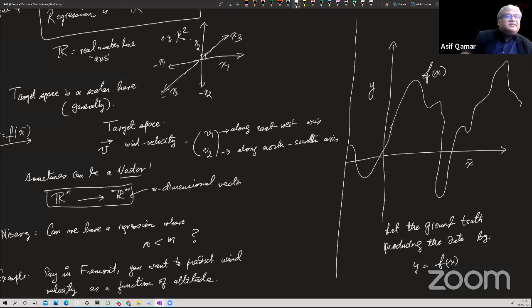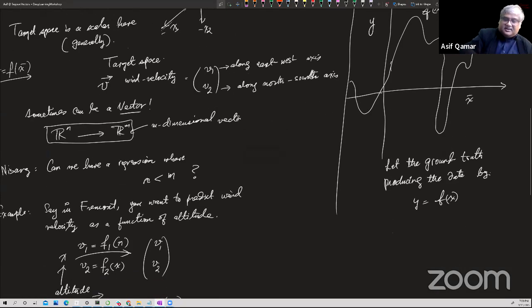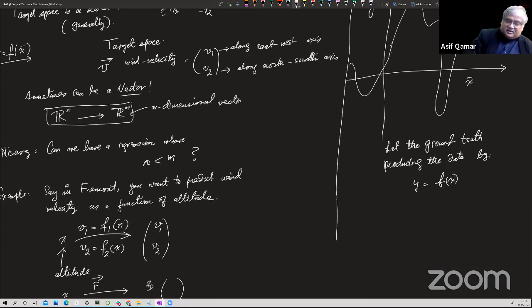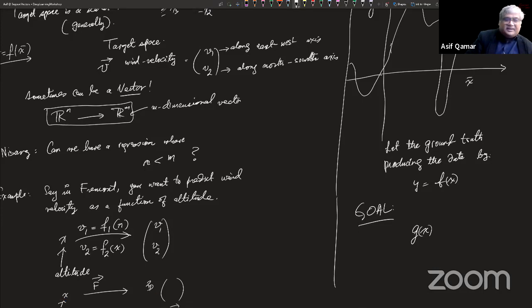Given this fact, what is our job? The whole purpose, our goal, is that we want to approximate it with g(x), right? Such that g is approximately equal to f(x). Are we together? Now, what does this approximation mean?